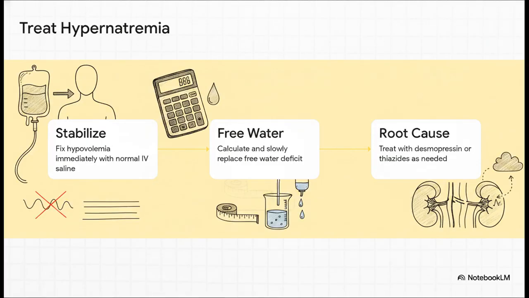Conversely, for hypernatremia, our entire approach flips. Step 1, we gotta stabilize their blood pressure first with normal IV saline if they are hypovolemic. Step 2, we mathematically calculate their free water deficit and painstakingly drip pure free water, or D5W, back into their system. Step 3, treat the root cause. Desmopressin for central DI, and, somewhat paradoxically, thiazides for nephrogenic DI to induce a mild hypovolemia that basically tells the kidneys to stop dumping so much water.